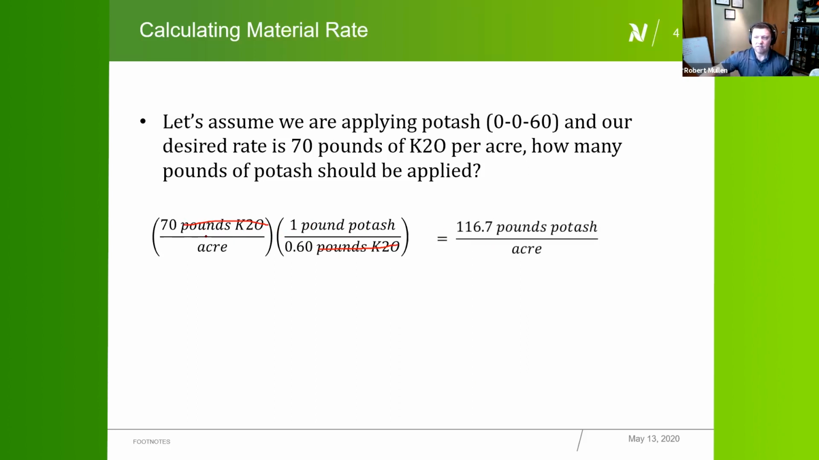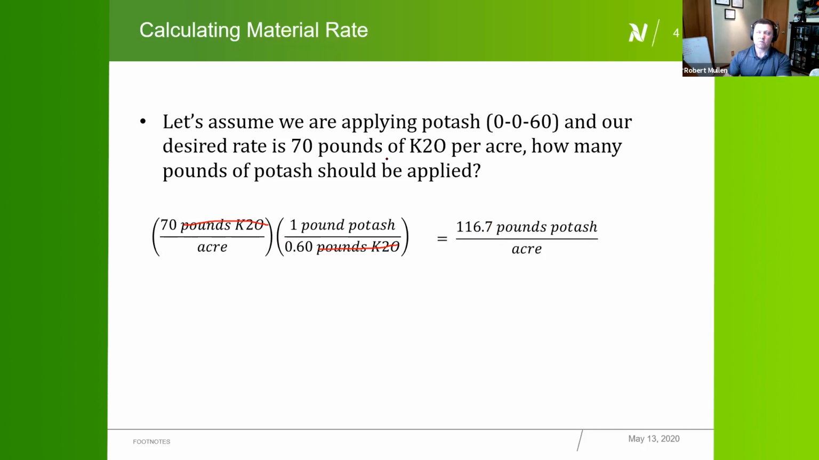Do the math. 70 divided by, because they're on opposite sides, this is in the numerator, this is in the denominator, I have to divide 70 by 0.6, and it turns out I need 116.7. We're not talking about significant figures here today either, so I went in and carried it through to the tenths. I need to apply 116.7 pounds of potash per acre to achieve that desired 70-pound rate. That is as complicated as it gets.